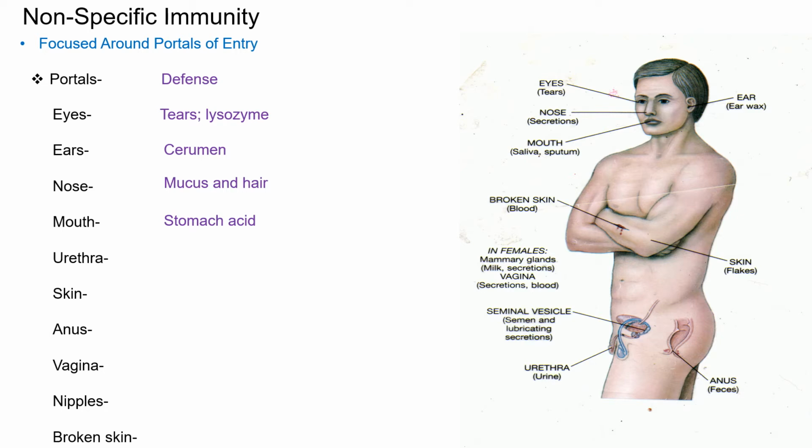The next opening is the urethra. And the urethra, we're going to see urine being the defense. Now with urine, it's simply flushing the pipes. Anything trying to come in through the urinary meatus, the opening to the urethra, will be flushed out. Remember, that opening is just that. It's an opening. It's not a sphincter. It's not open and shut. So things will constantly come in.